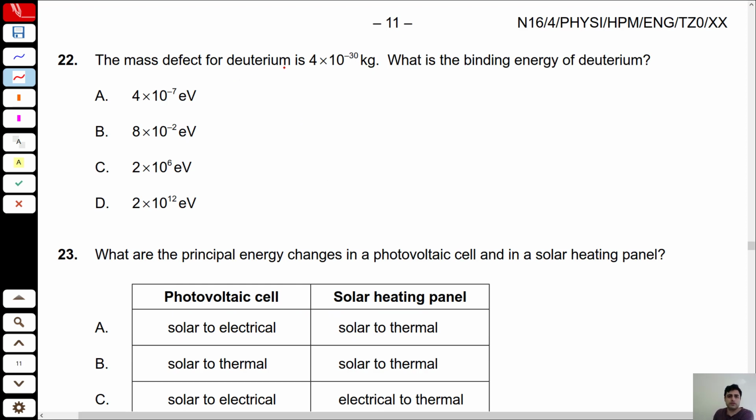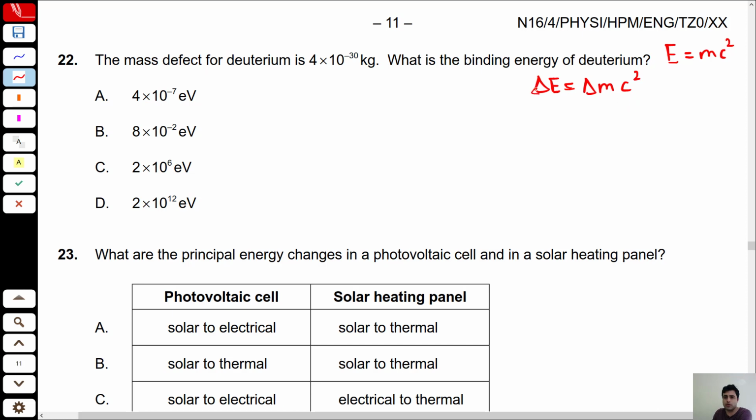The mass defect of deuterium, this is an isotope of hydrogen, is this much. What is the binding energy of deuterium? So the binding energy formula is given by this equation. So energy equals mc squared. I'm sure everyone has seen this equation before. So the binding energy released is a result of the mass defect present times the square of the speed of light.